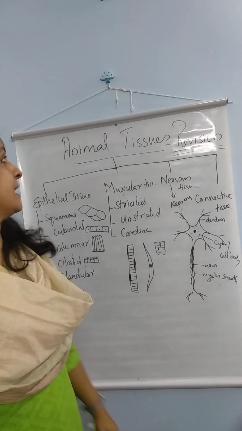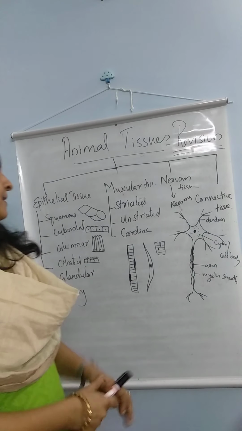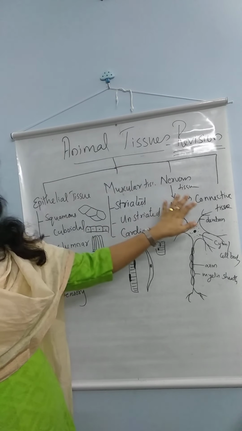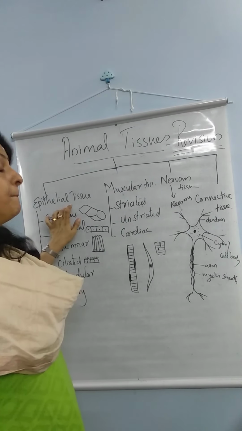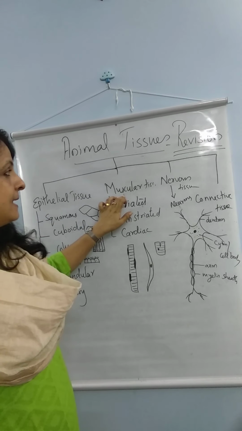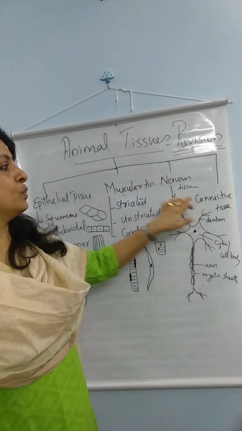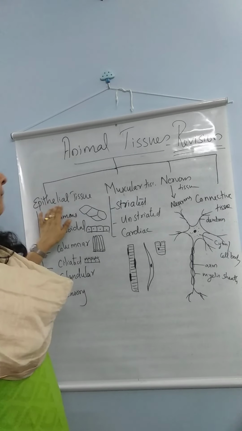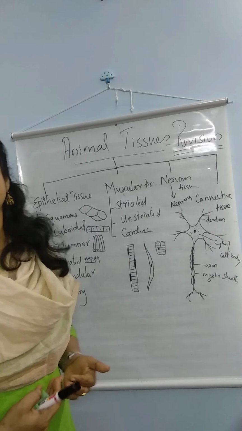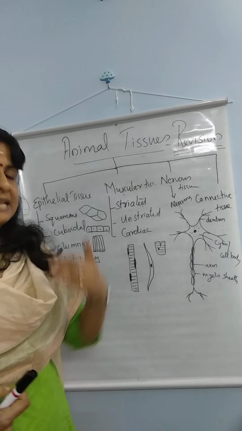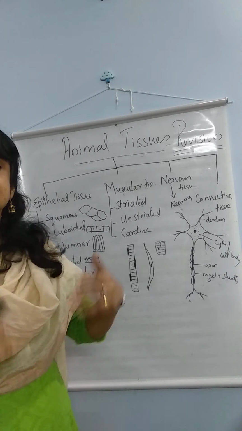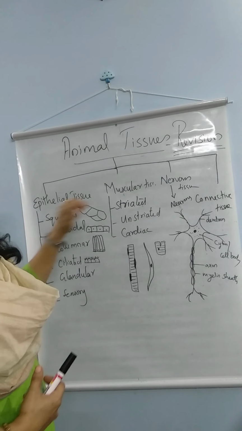Okay. Now let's revise animal tissues. So animal tissues are divided into 4 important types: epithelial tissue, muscular tissue, nervous tissue, and connective tissue. Epithelial tissue forms the covering tissue of the body. Both inside and outside of our body is covered by the epithelial tissue.